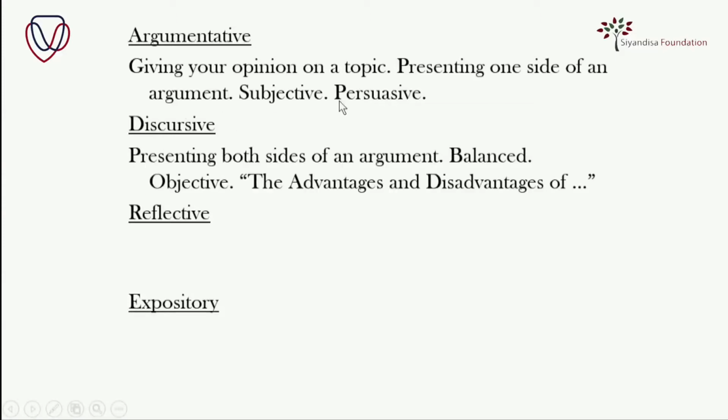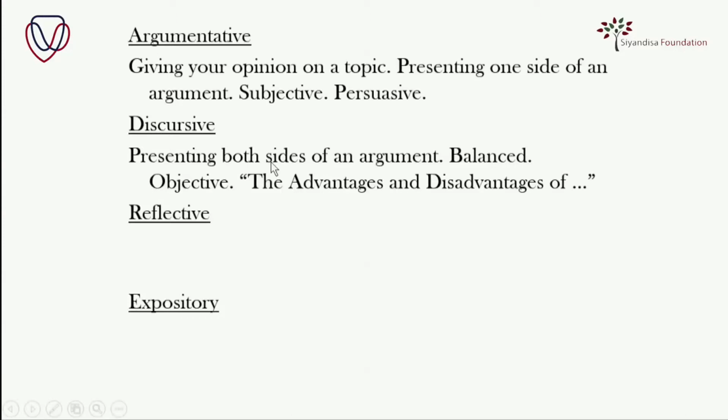Enough about argumentative. Discursive. Presenting both sides of an argument. Now, note, balanced. Balanced. Okay? It mustn't be sort of in favor, but generally against. It must be level. All right? Objective. Yes, it must be. Otherwise, it's not a truly discursive essay.